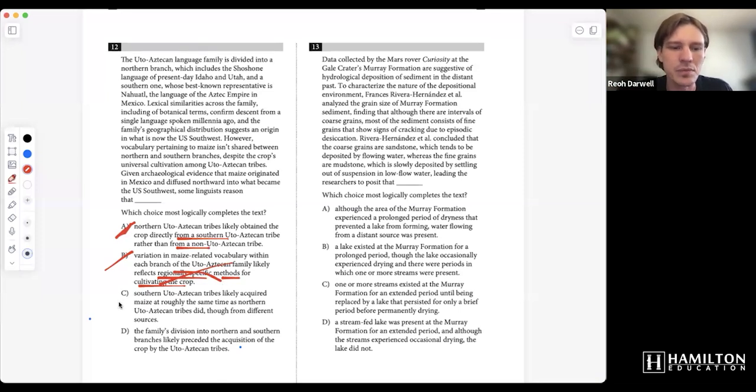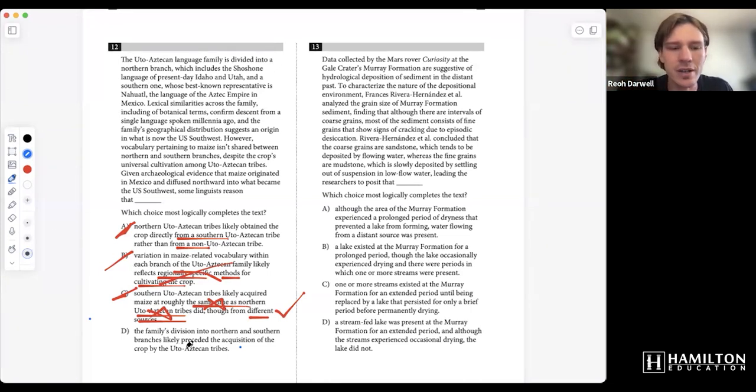And then C is a little bit unsure, right? So how would we know that they came at the same time? We have no idea for that, right? The different sources part is kind of interesting. I would sort of say that could be true, but making this specific statement that they must have been arriving at the same time, I don't know how that could be proven here.